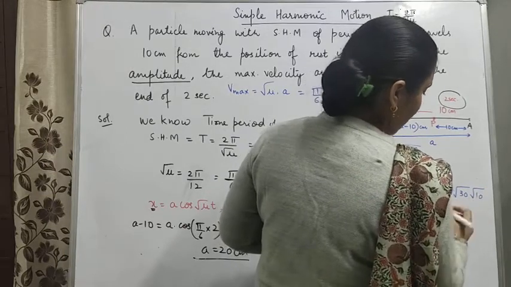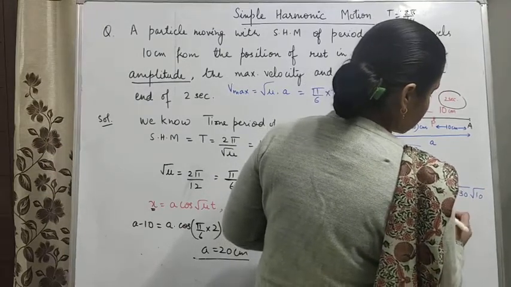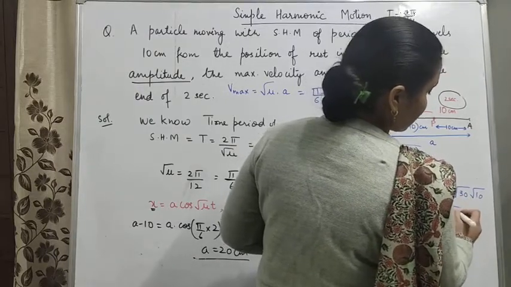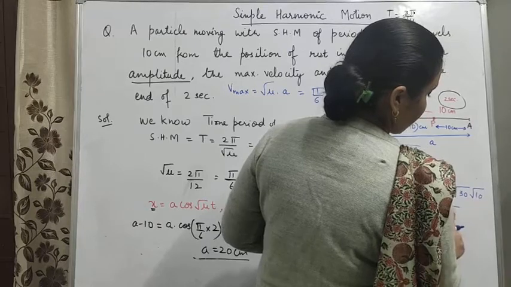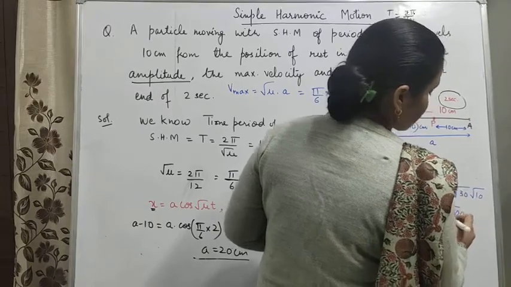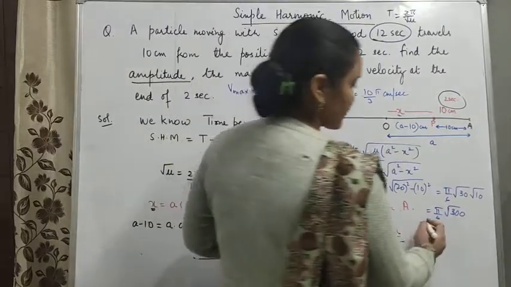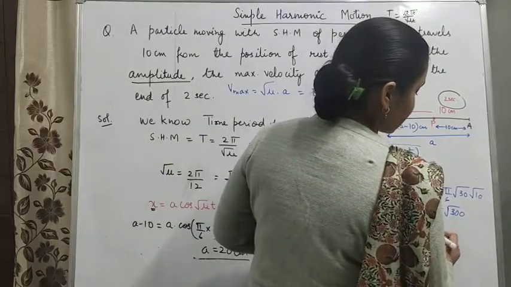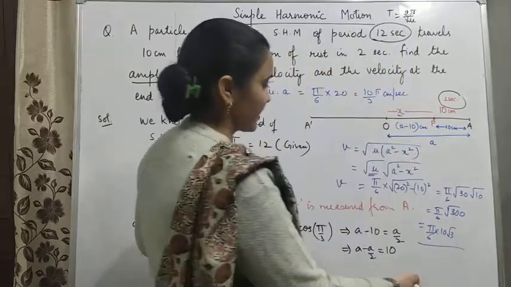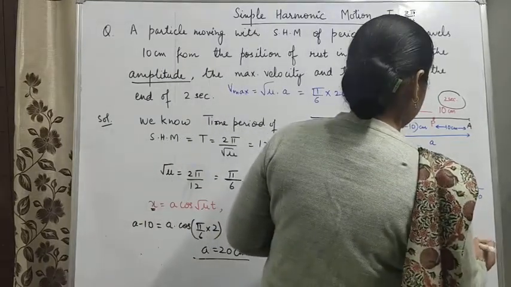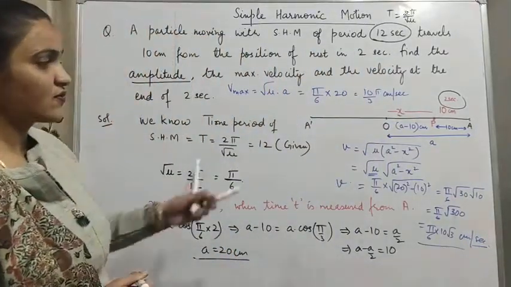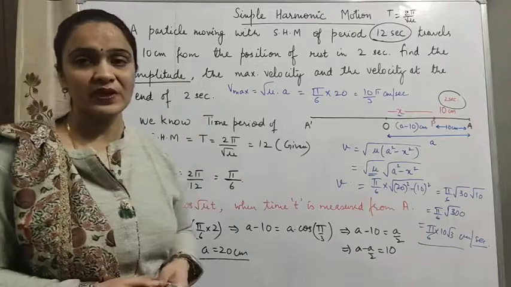√10. So आपके पास क्या आ जाएगा, π/6, this is 5 root 5 into 6, so it is root 5, और you can say 300, root 300 ले लो इसको. So root 300 को हम कैसे लिख सकते हैं, it is π/6 into 10 root 3, और सिंप्लीफाई कर सकते हो, so it is centimeter per second. So this is the velocity at the end of 2 seconds. So this completes the question.